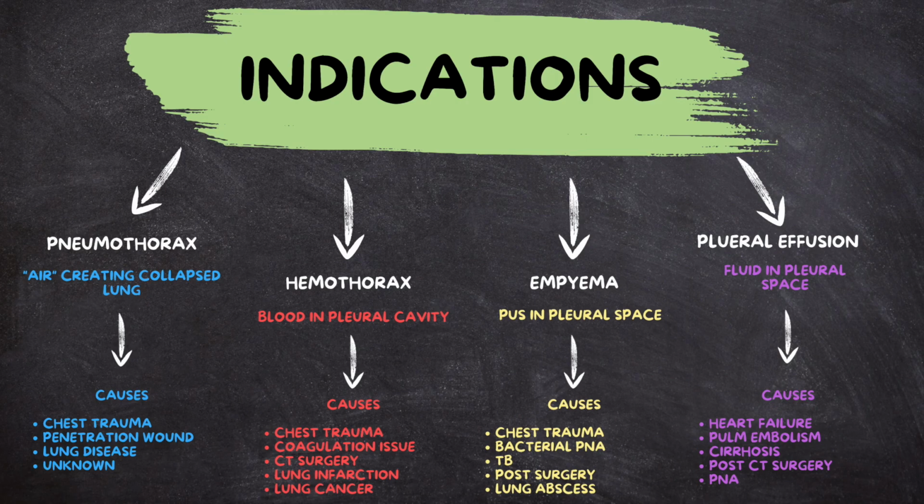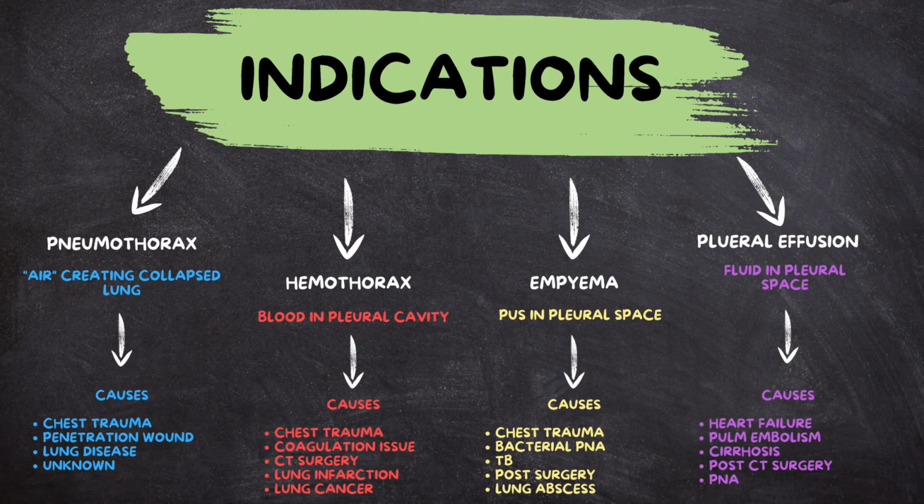And then the last one is pleural effusion. A lot of people probably see this when they read chest x-rays, and basically that is saying that there's fluid in the pleural space. We don't necessarily always know what the fluid is, we just know there is fluid there. So causes of this can be heart failure, PEs, cirrhosis of the liver, also post-CT surgery, and pneumonia. So these are your basic 4 indications of why somebody would get a chest tube.